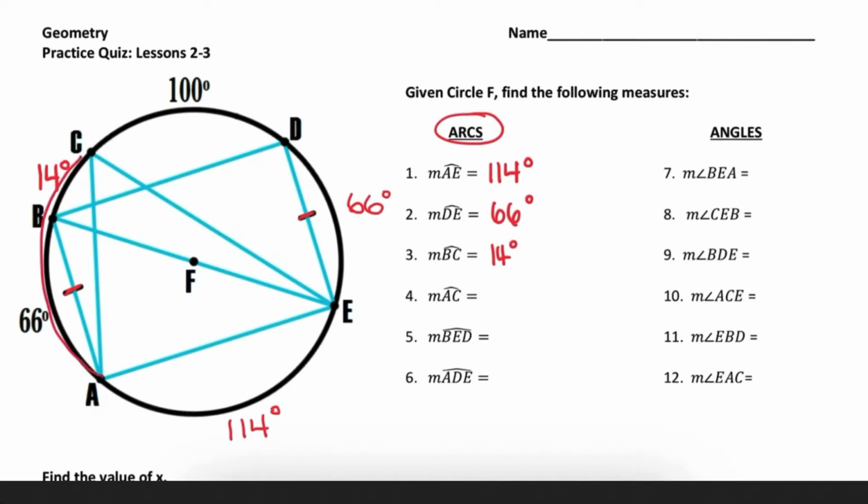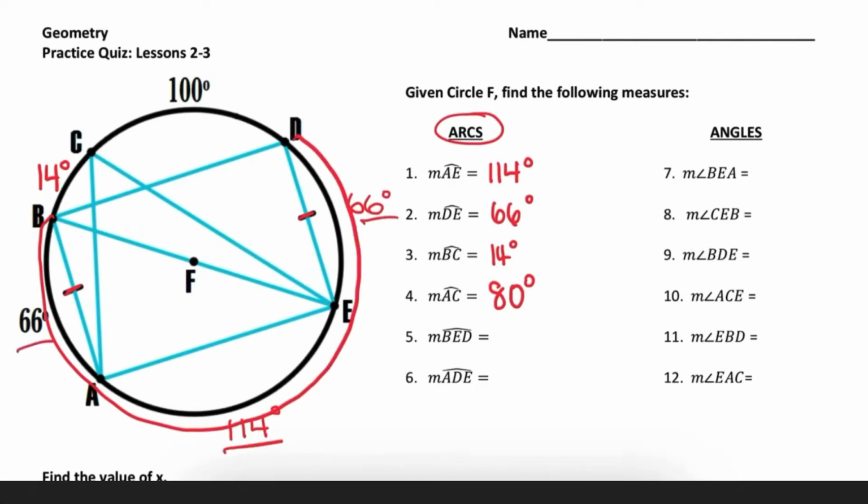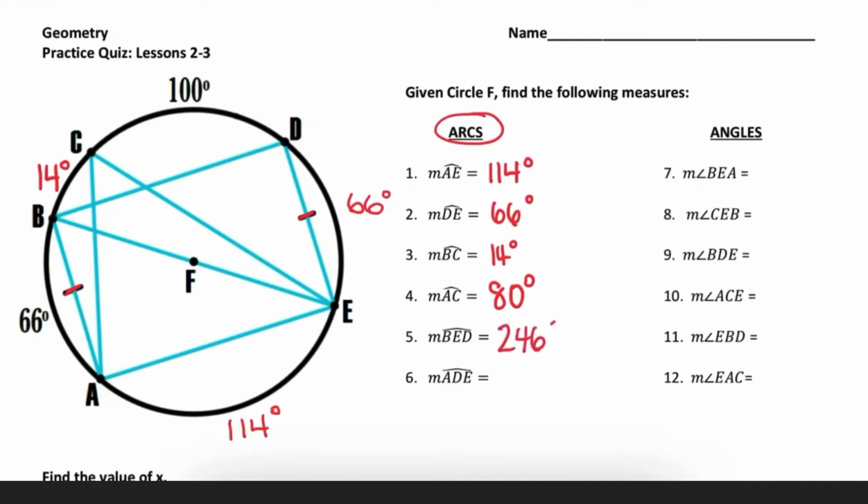AC would just be 66 plus 14, so 80. BED, that's a major arc going from B through E and then to D. So we could take 66 plus 114 plus 66, which is 246. A through D through E, the major arc. A to D to E.